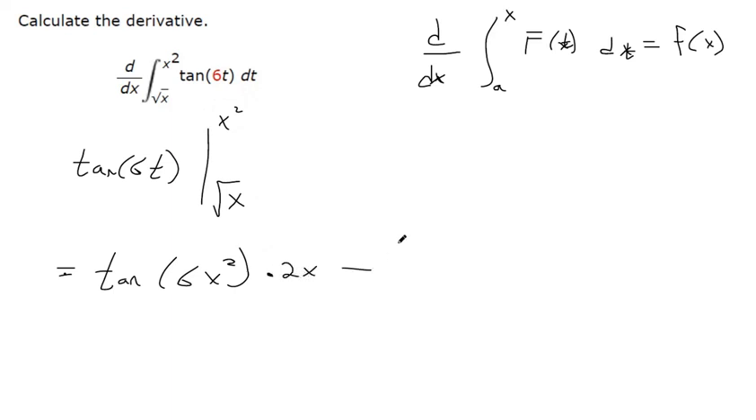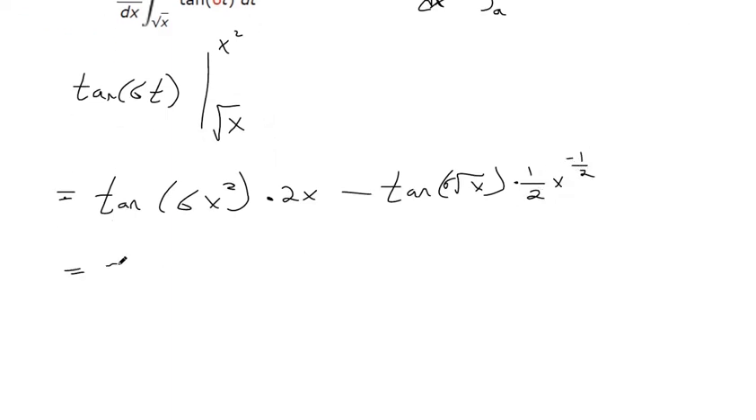Then we subtract what happens when the function, so it's tangent, and then we're plugging in the square root of x. Oh, and there's a 6 there. But then we also need to multiply by the derivative of the innermost function. So the 1/2 comes down, and then the 1/2 power gets reduced by 1.